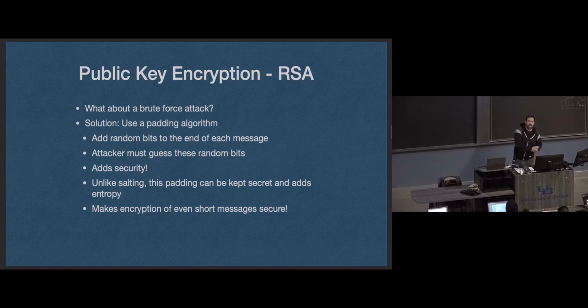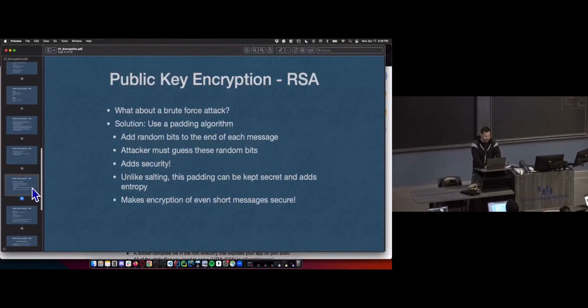It adds entropy, it adds security, and even if I'm sending one boolean, one bit of information, it's still secure because I'm using a padding algorithm. If I send the same bit of information twice, it's going to be two completely different ciphertexts. They're not going to be able to guess all of that random padding. We're going to add enough padding that it's going to take the heat death of the universe to guess all that padding. And my last slide says demo, but I want to do it right now.